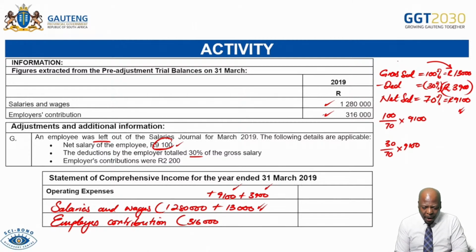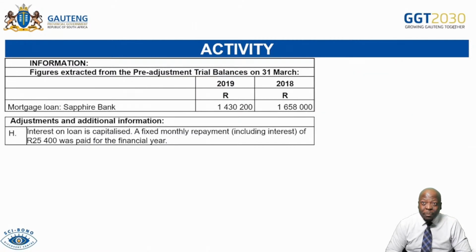All right. And then we have another part. The employer's contributions were 2,200. So I'll come here to my employer's contribution. Then I'll say plus 2,200. This is easy now. Okay. You can close the brackets when we are at the end. Okay. Let's go on. Let's do so.